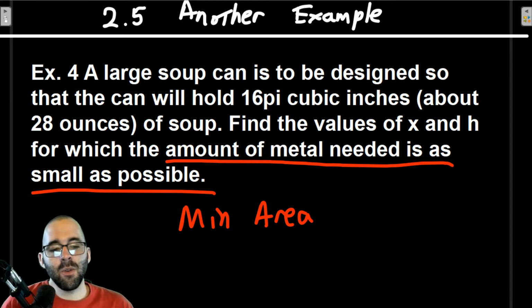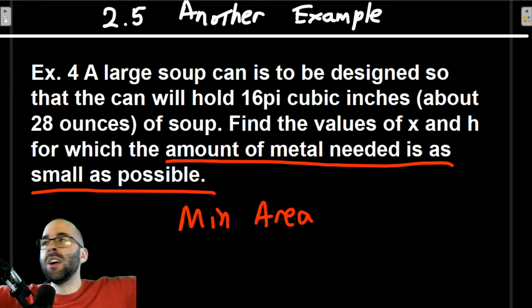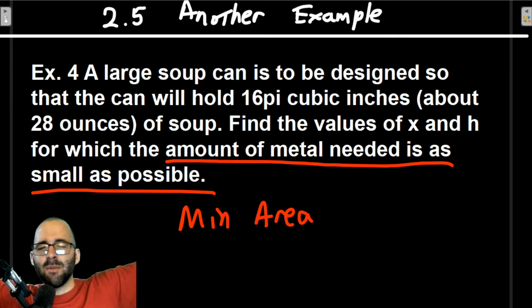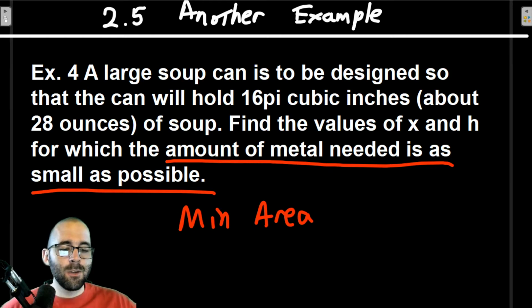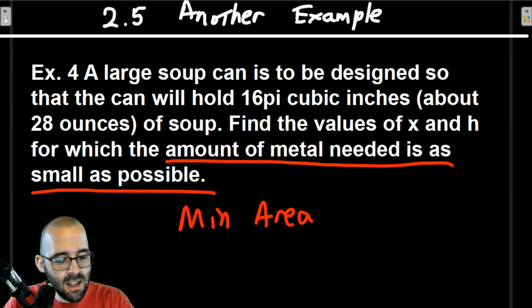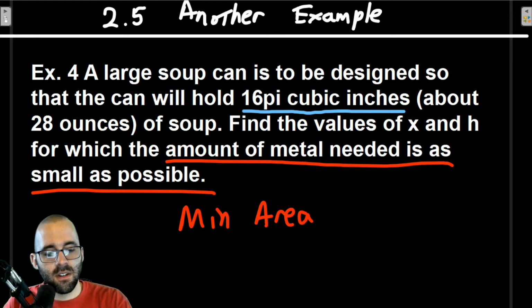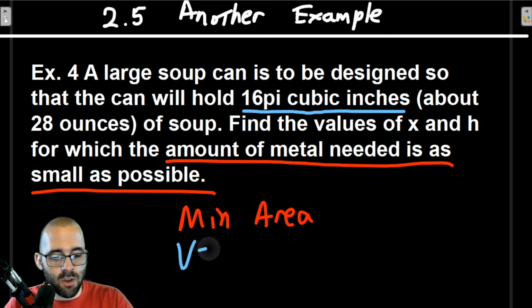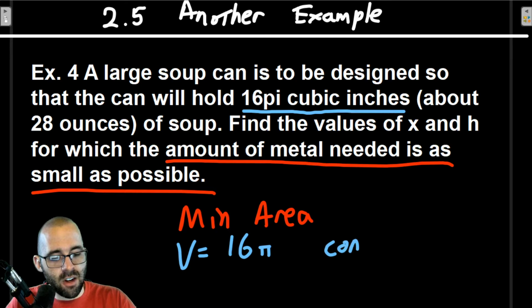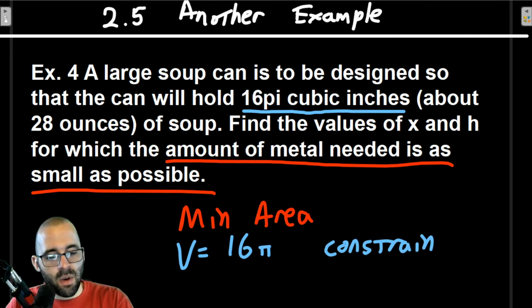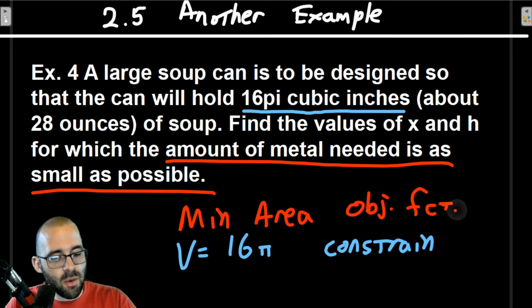So what's the requirement here? What's the requirement about this soup can? I can't just give you a soup can that's as big as my house, big as my apartment, right? Specifically, we want a soup can that will hold 16 pi cubic inches. All right, so that's going to be our constraint, right? The volume has to be 16 pi cubic inches. So we have our constraint equation in blue. We have our objective function in red. And we have to fill in some blanks, but that's a good start.